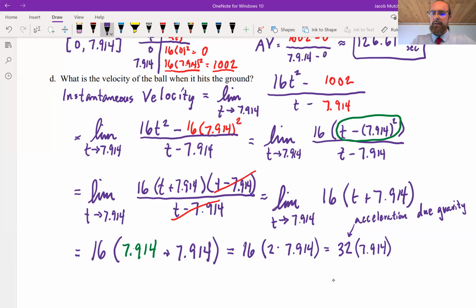Well, let's get our final answer here. So if I multiply that out, that gives me roughly the answer of 253.248. And again, the units that correspond with this would go with velocity, so feet per second. And we can just interpret that that ball is really moving at that point. At the moment it hits the ground after falling for 1,002 feet, it's speeding along. Watch out, don't be standing underneath it.